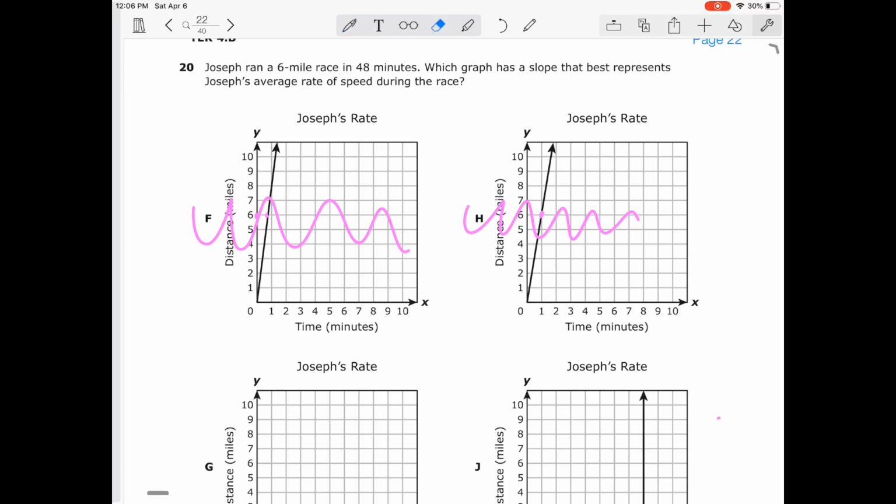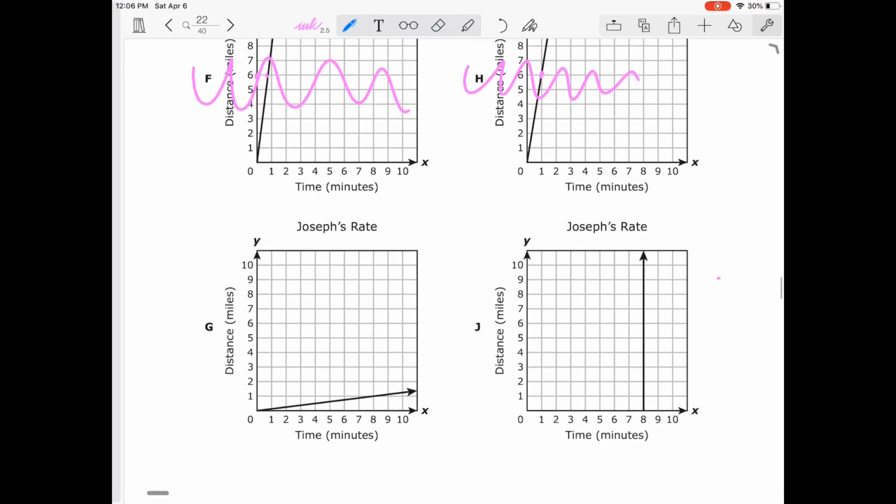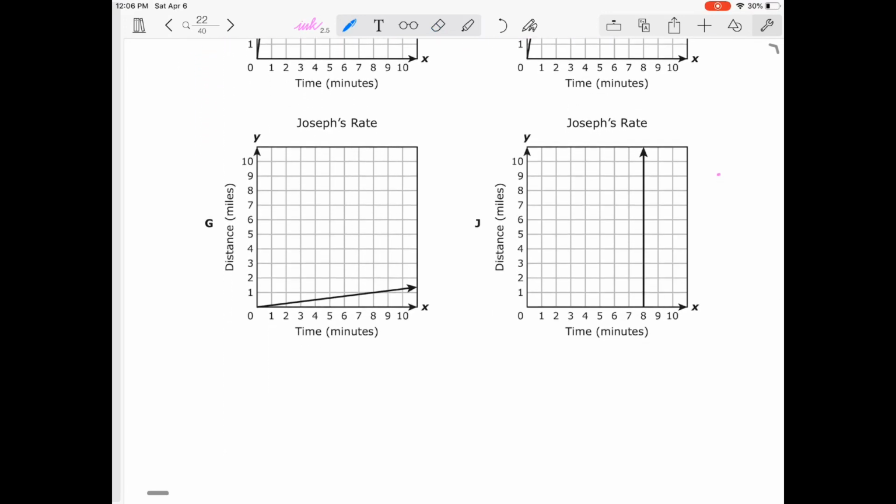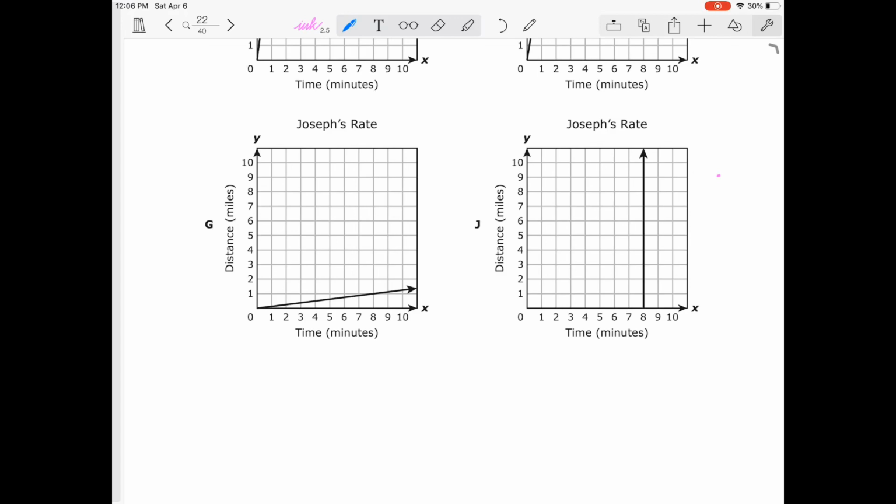All right, so let's go down and look at G. All right, so I'm going to go to 6 minutes. Okay, that's looking pretty good. We've got 10 minutes here. That looks like it's pretty much going along in the pace. Definitely not J either, because that's a vertical line up and down. So really, just by not doing any real calculations, I can eliminate my answer choices and pick the right one just by using simple reasoning.